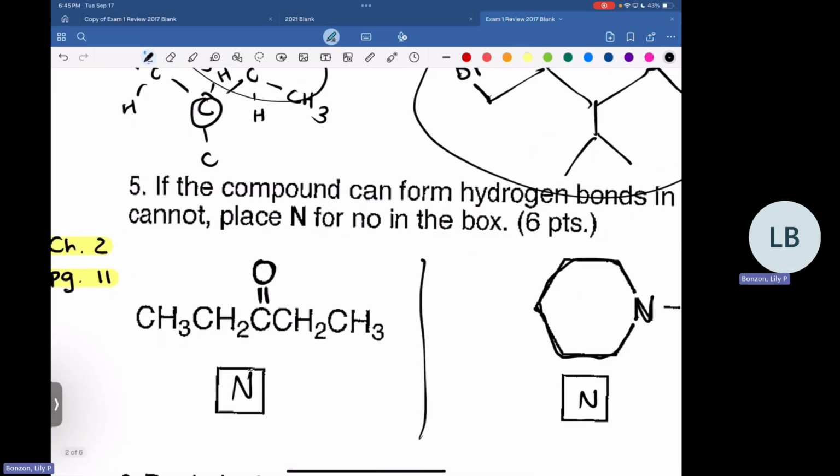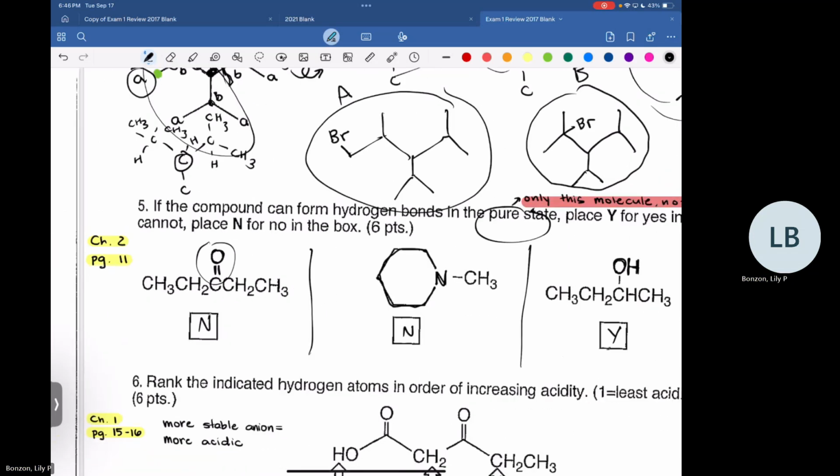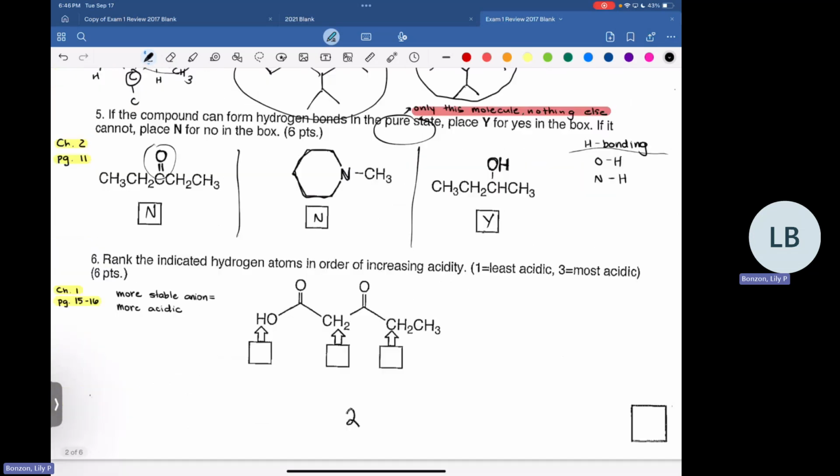Even though we have an oxygen, it does not have a hydrogen of its own. So even though it might look like there's hydrogens in the structure, the oxygen itself is not bonded to a hydrogen. Any other questions? Yeah. So like I said, hydrogen bonding in the pure state is kind of a mouthful, but it's a pretty simple concept. Okay, I'm going to go ahead and move on to the next question.